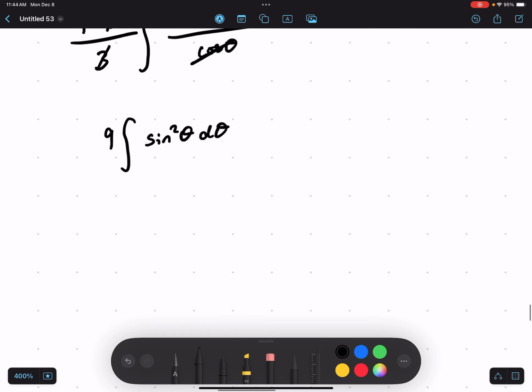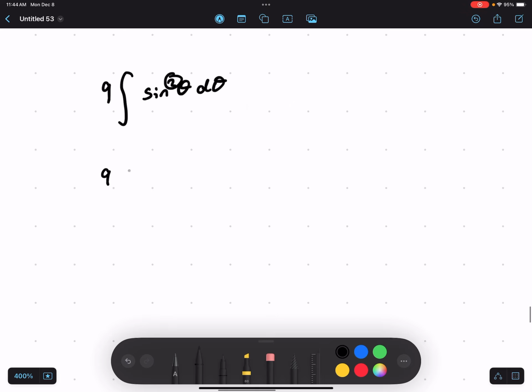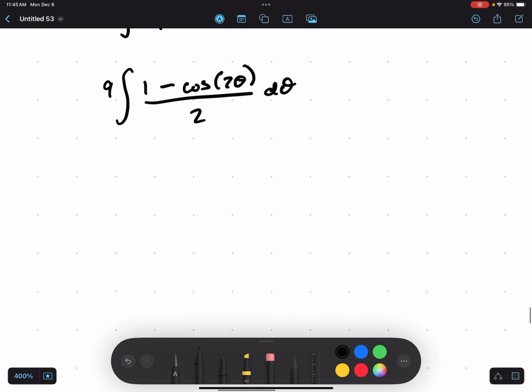And this is one of those instances where we've got a simple trig function, but we have a square there. So what we need to perform is a step-down trig property. And so that would be 9 times the integral of 1 minus cosine 2 theta over 2. Had this been a cosine here, this would be a plus symbol. But because it's sine, that is minus, d theta. So we'll pull this 2 out front. We'll have 9 over 2 times the integral of 1 minus cosine 2 theta d theta.